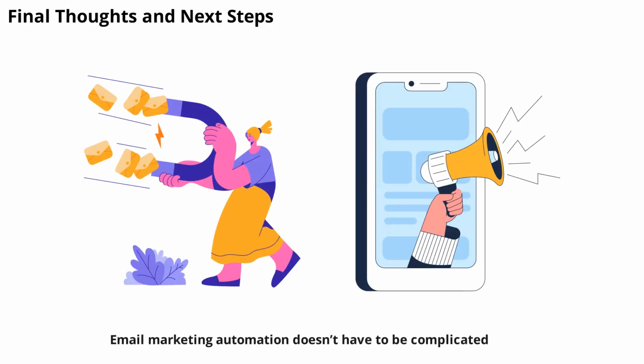Email marketing automation doesn't have to be complicated. With the right software, you can set up powerful automated sequences in just a few minutes. Start by choosing a platform that matches your needs. Take advantage of free plans or trials, and use pre-built templates to save time. As you gain experience, you can explore more advanced features. But remember, simplicity is often the key to success.